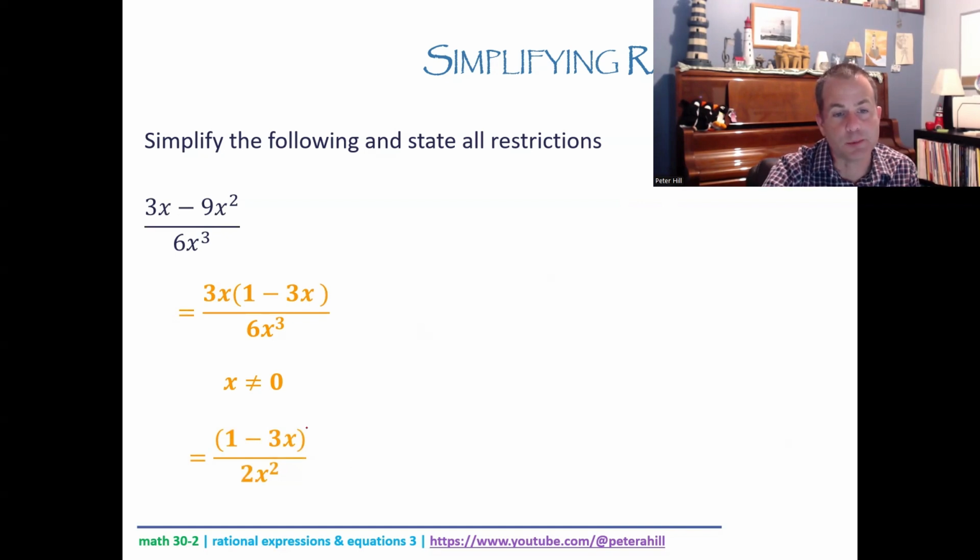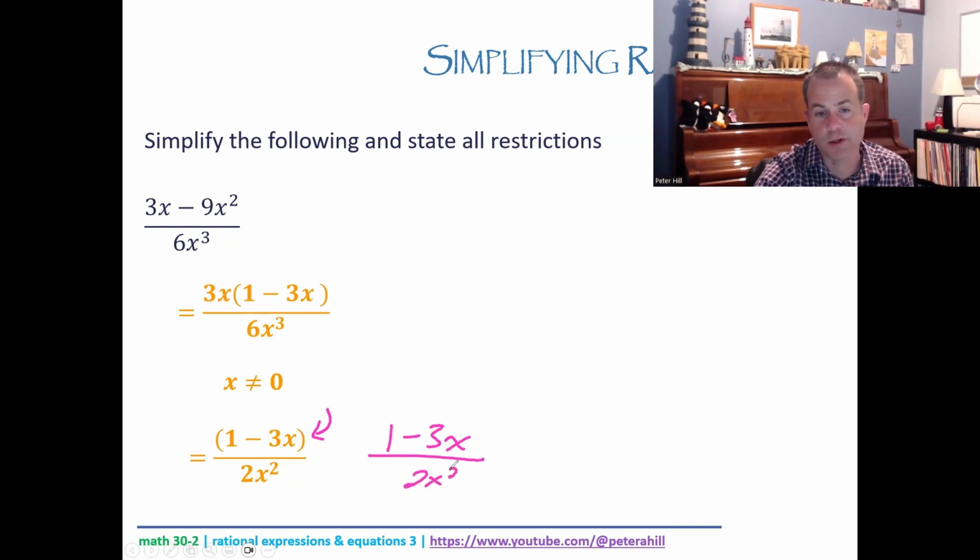Technically, you don't need these brackets here anymore. It's okay to have them there because I had them there before. It doesn't really matter, okay? If you had wanted to write this as 1 minus 3x over 2x squared, if you had wanted to keep that as a package, that's fine too. Doesn't really matter, okay?